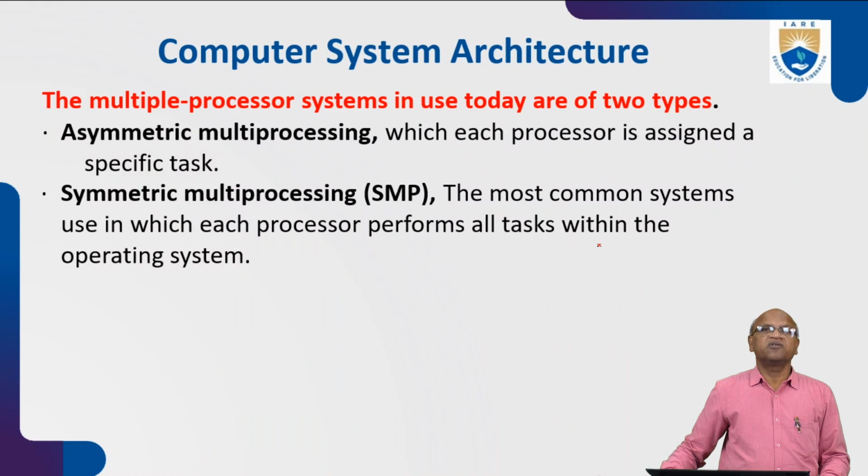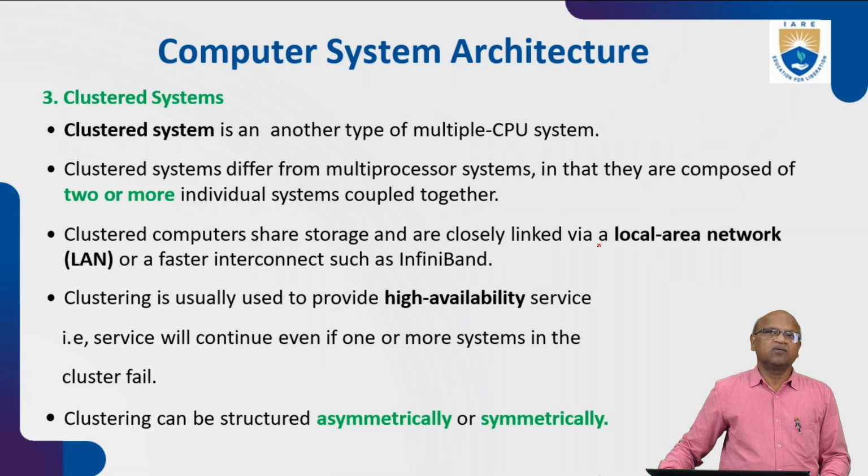The multiprocessor systems used today are of two types: asymmetric multiprocessing and symmetric multiprocessing. In asymmetric multiprocessing, each processor is assigned a specific task. In symmetric multiprocessing, the most common system, each processor performs all tasks within the operating system. Next, clustered systems; we have got different architectures of the computer.